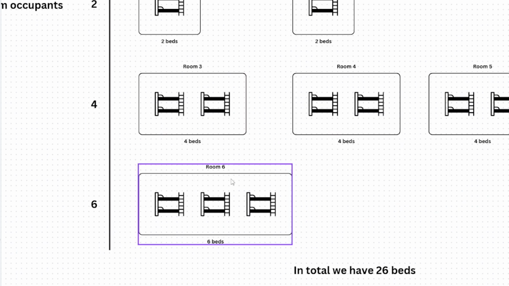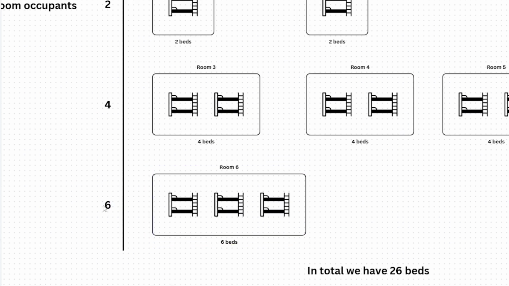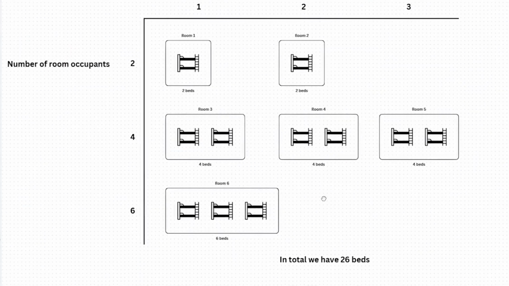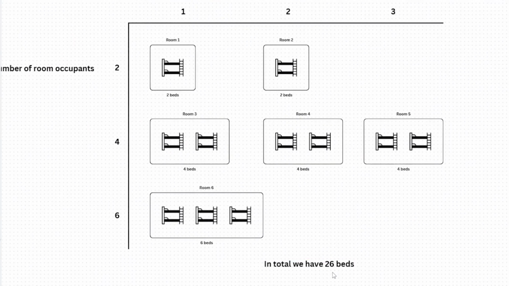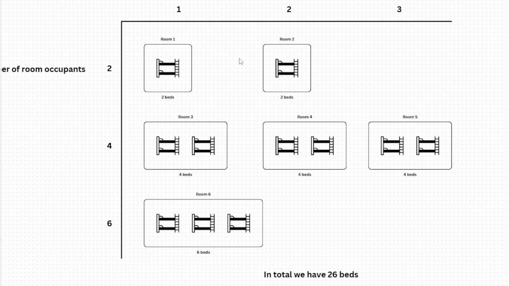And then we come down here and we see room 6. Room 6 has an occupancy of 6, meaning the number of people that occupy room 6 are 6 people. So we have 6 beds in room 6. Now we don't have any more rooms that have occupants of 6, meaning the number of similar rooms is just 1. So what that tells us is that we have 26 total beds in our property, which is shared amongst these 6 rooms. We have our first 2 similar rooms that only occupy 2 people, our next 3 similar rooms that only occupy 4 people each, and then our last room that takes 6 people.